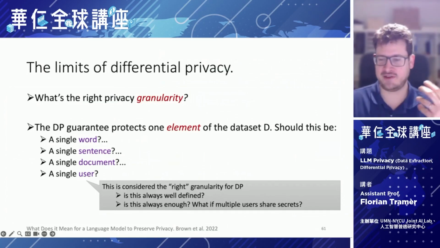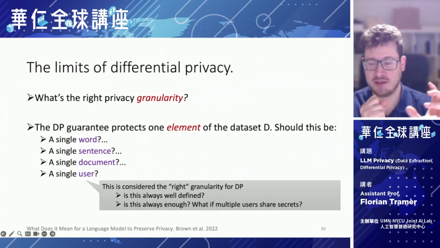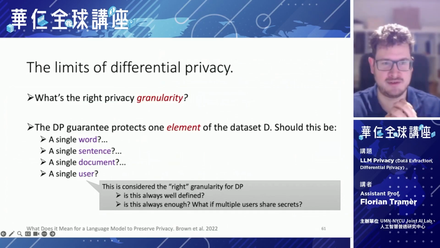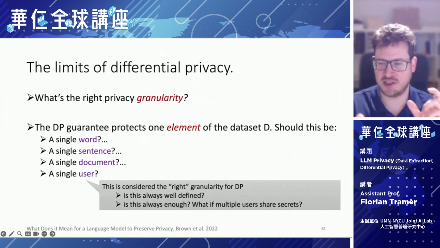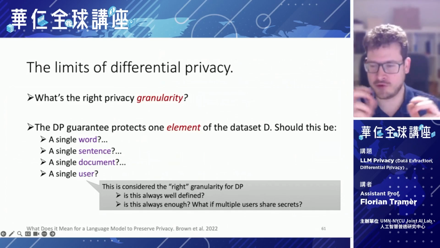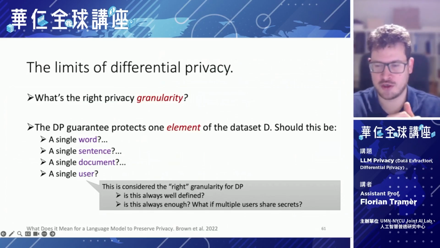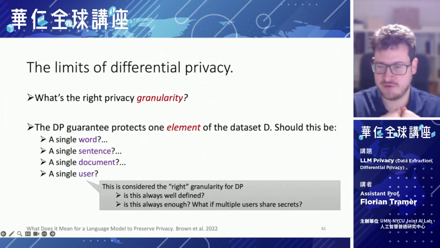So for a text data set, you could say, well, each word, each token is one element of my data set, and I get privacy with respect to the addition or removal of one token. But that's not a particularly useful notion of privacy. You could instead have privacy at the level of individual sentences or individual documents.